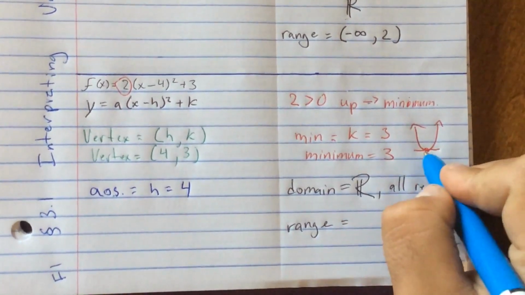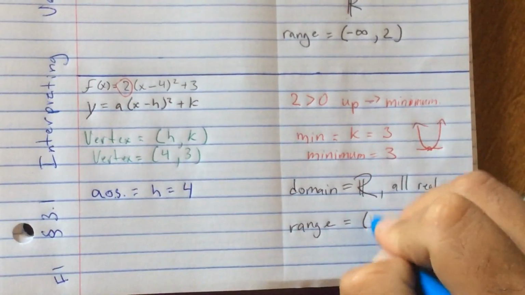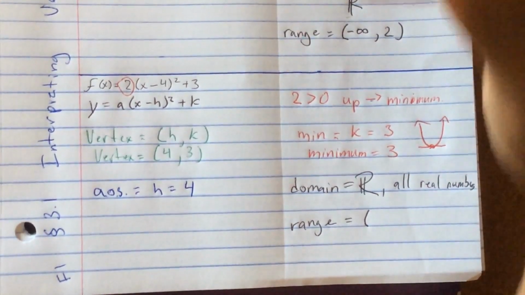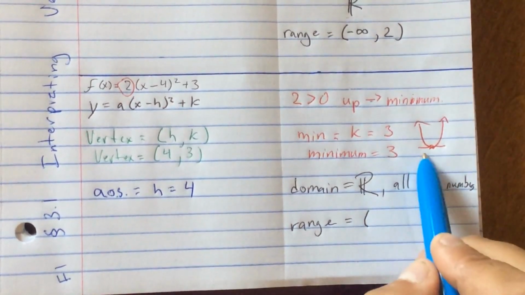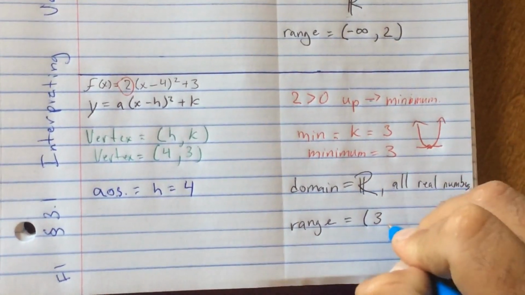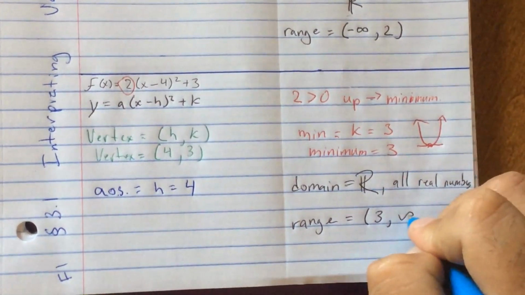And since this has a minimum, that means our smaller number that's coming, because remember, this is always going to be going from negative infinity all the way to positive infinity. So from here, our minimum is 3, so our first number is going to be 3. And then it goes all the way to positive infinity.